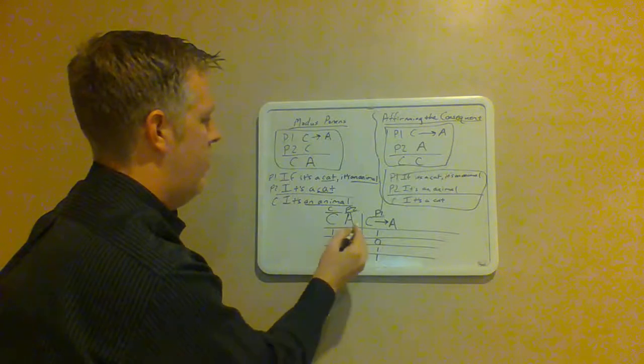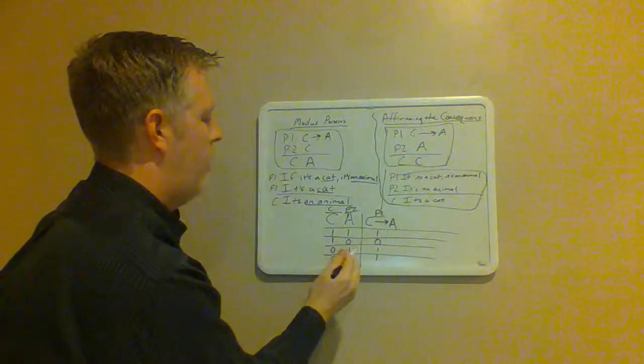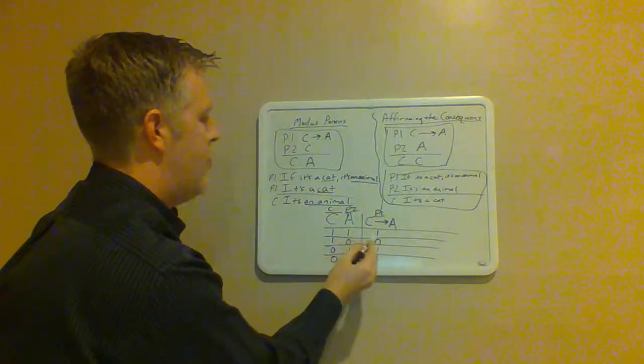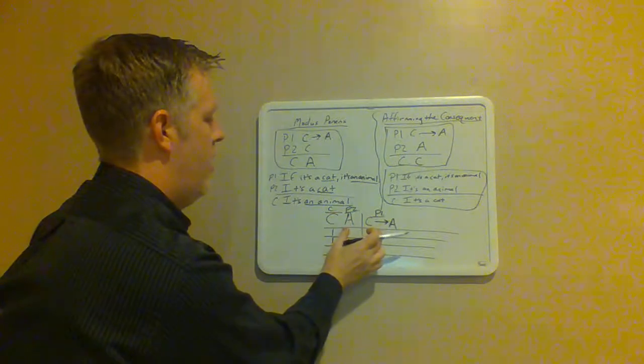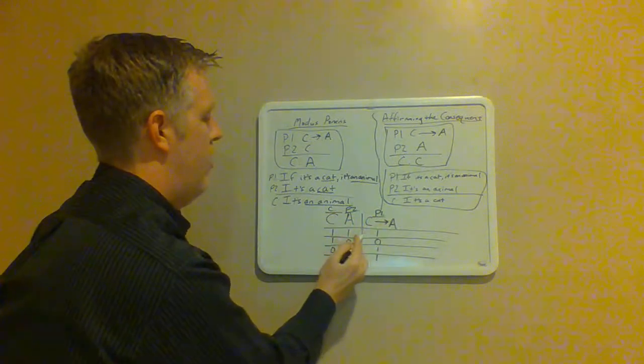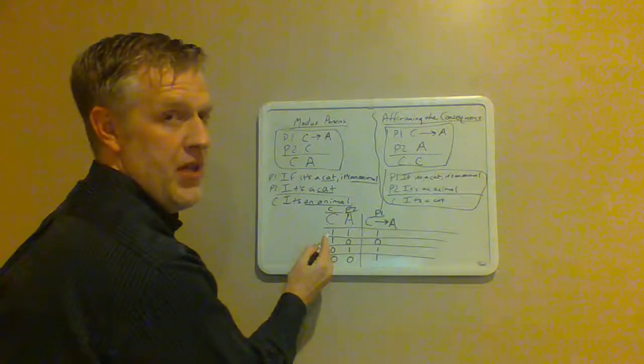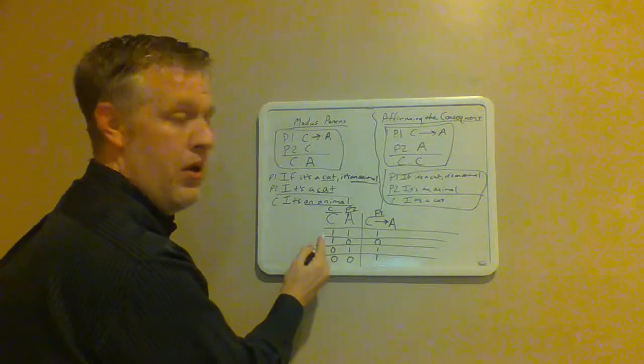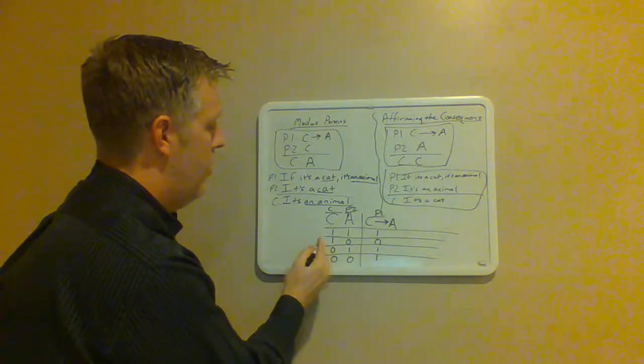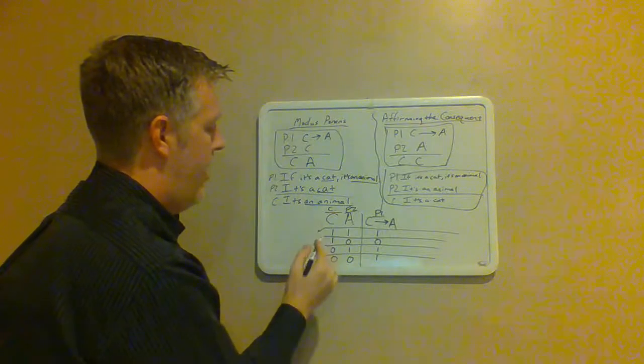So let's step back and see if we find any rows, right? Any scenarios where both the premises are true and the conclusion is false. Well, here, the very first row, we have an instance where both premises are true, okay, but the conclusion also turns out to be true. So this will not render the argument invalid, okay? So it checks, it's fine there.